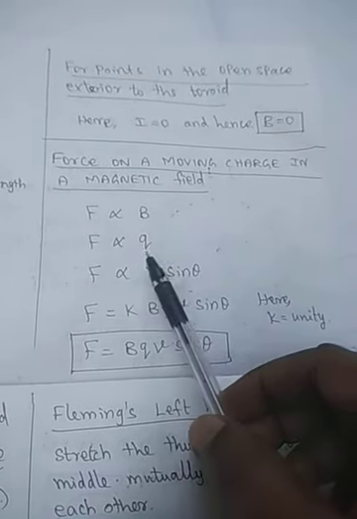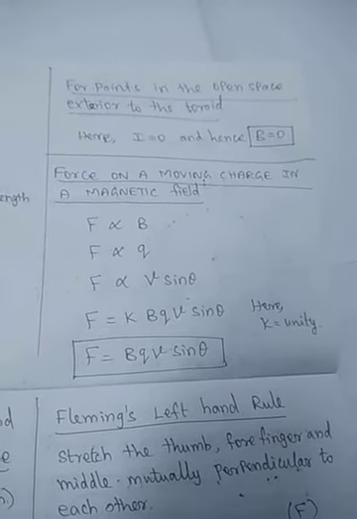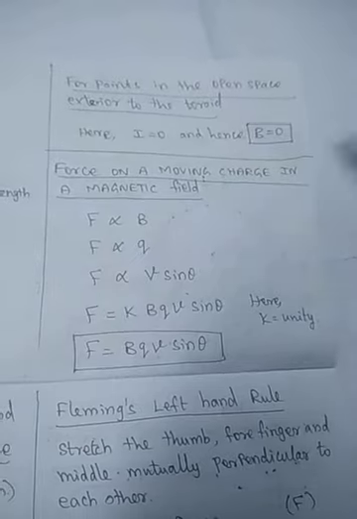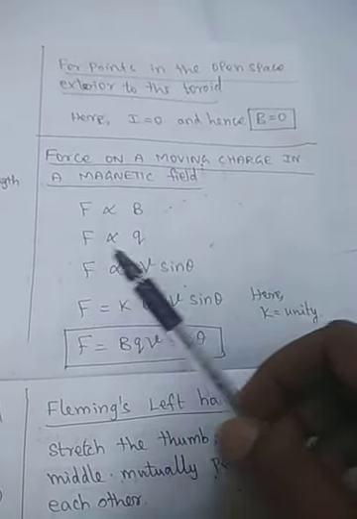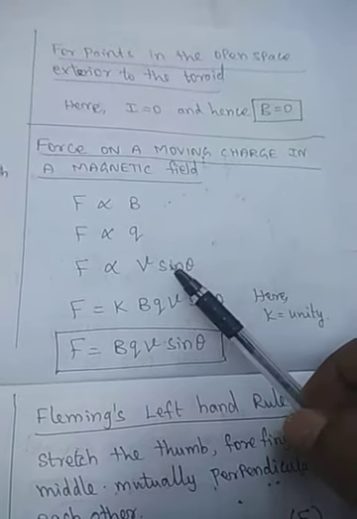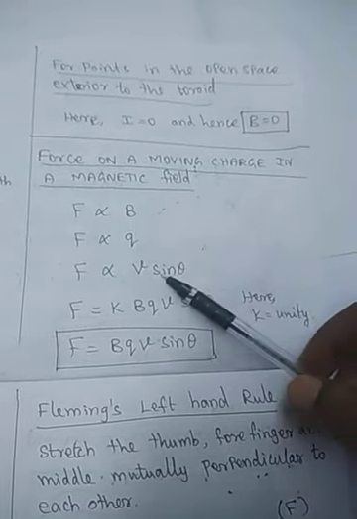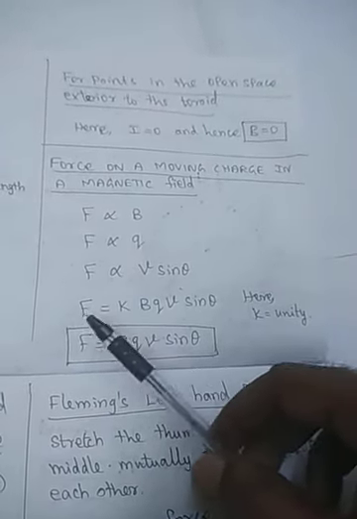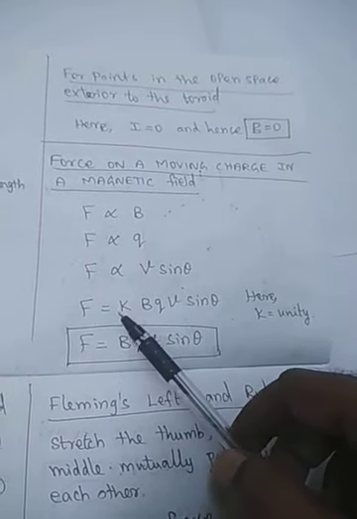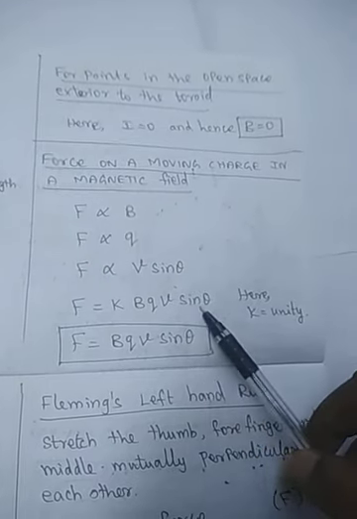That force is directly proportional to the magnitude of the charge. 1 coulomb of charge, 5 coulomb of charge: the force experienced is different for 1 coulomb charge and 5 coulomb charge. Hence we can say it depends on the magnitude of the charge. Then the force is directly proportional to the perpendicular component of the velocity, not the horizontal component, the component of the velocity v sin theta. Hence we conclude that this force is directly proportional, with proportionality constant k, to B q v sin theta.